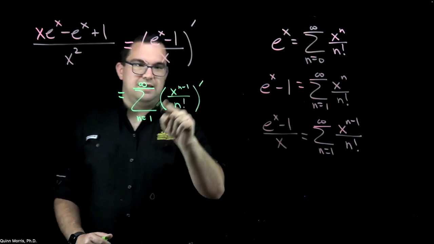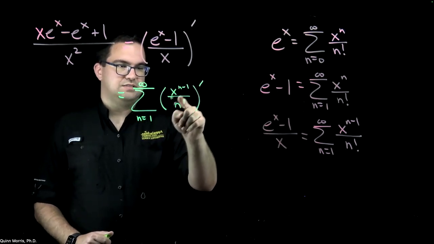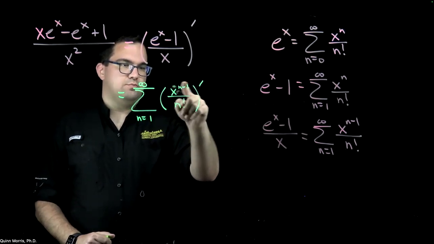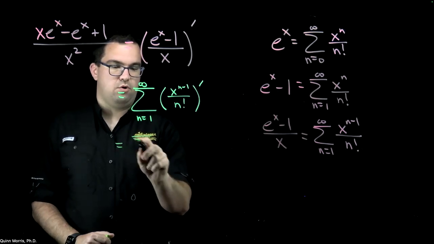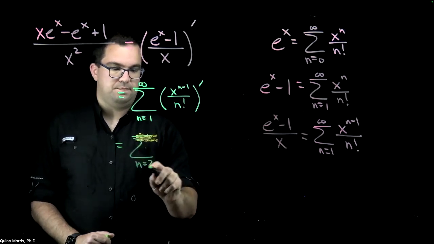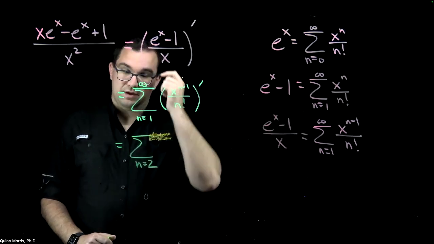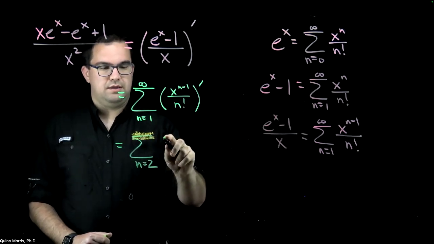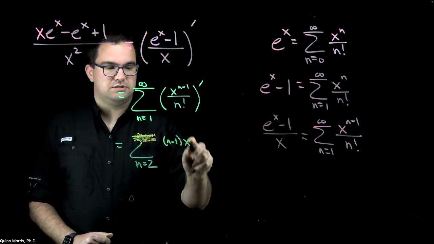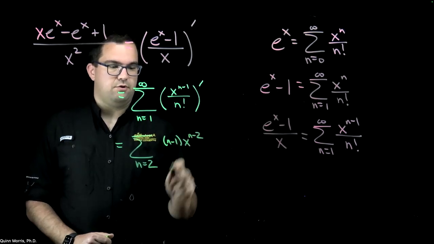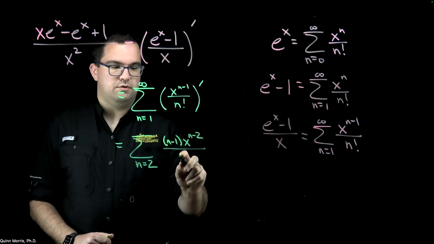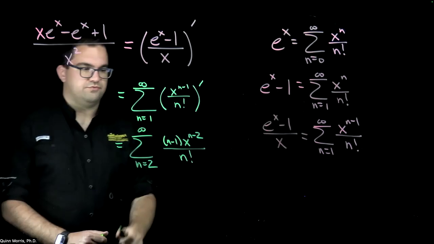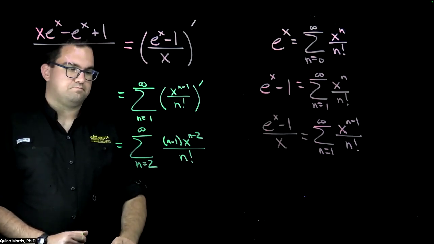But when n is 1, what do I get? I get x to the 0, which is 1 over 1. So the n equals 1 term is just 1. When I take a derivative, it's going to go away. Now, all the rest of them I can compute by power rule. So what does power rule tell me? n minus 1 comes down, x to the decrease the power by 1, all over, still n factorial. And again, that's for all the terms from 2 up to infinity.